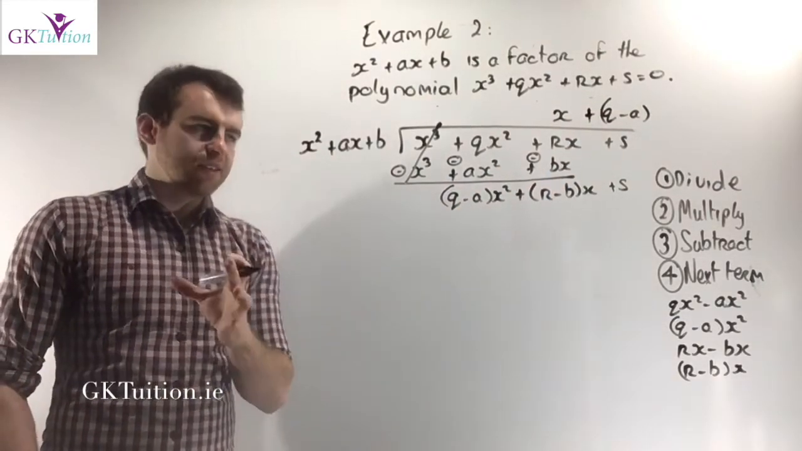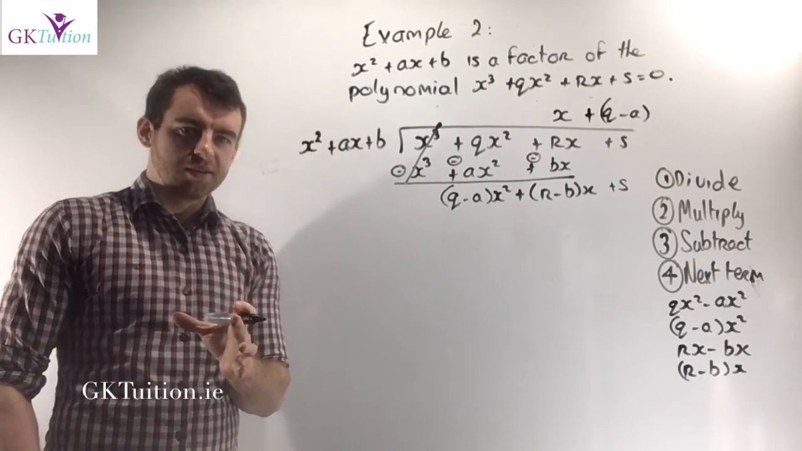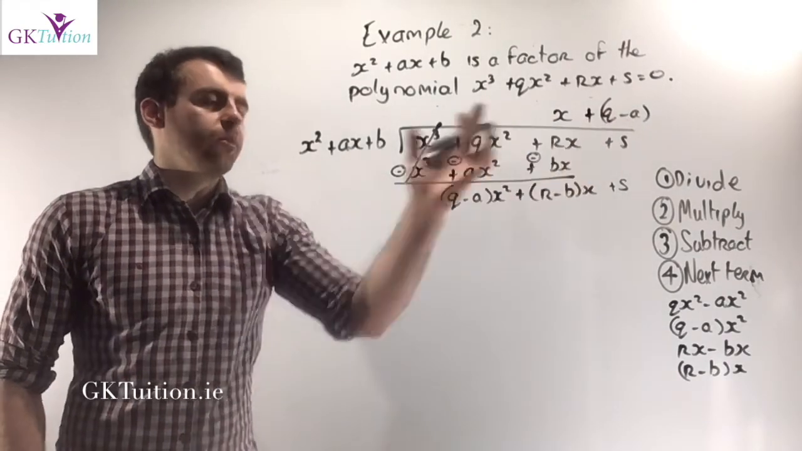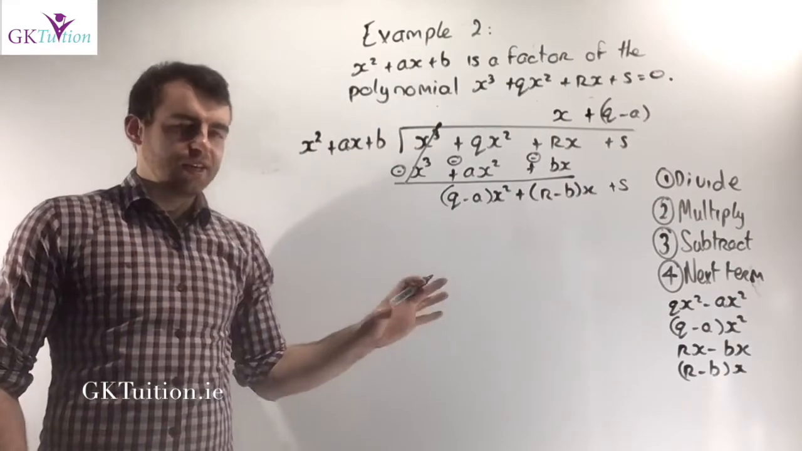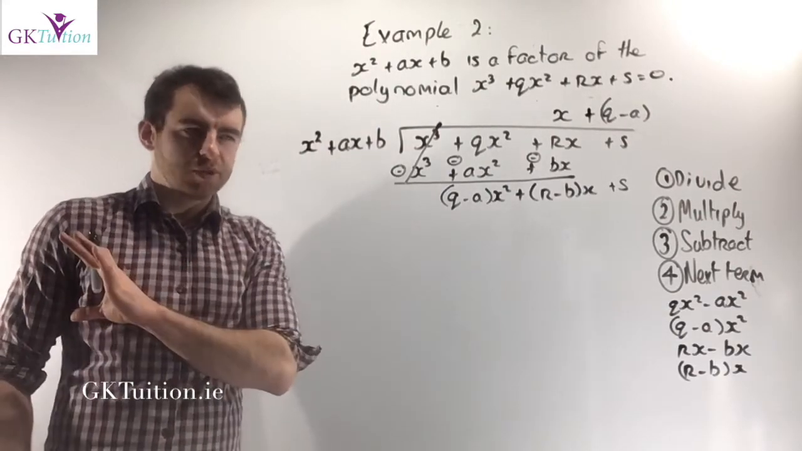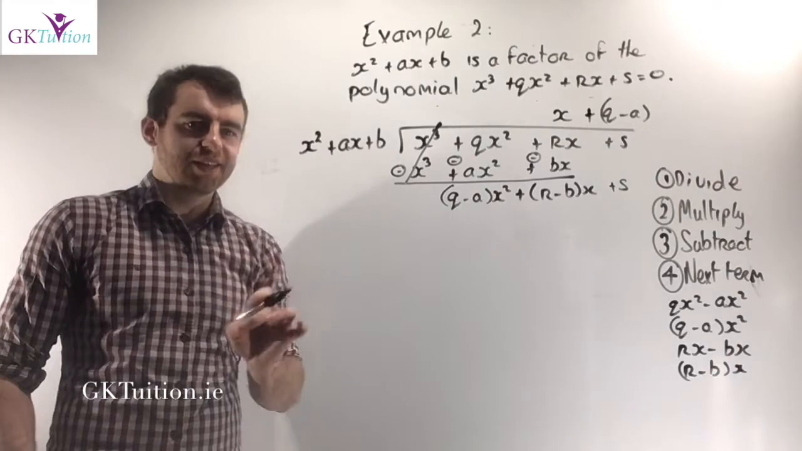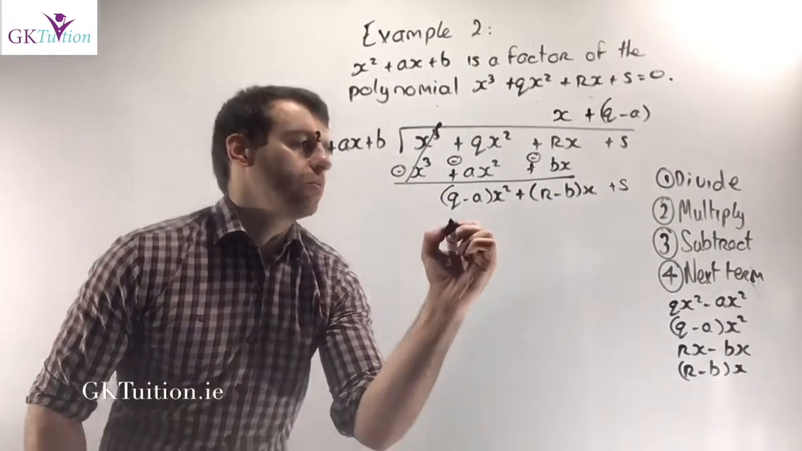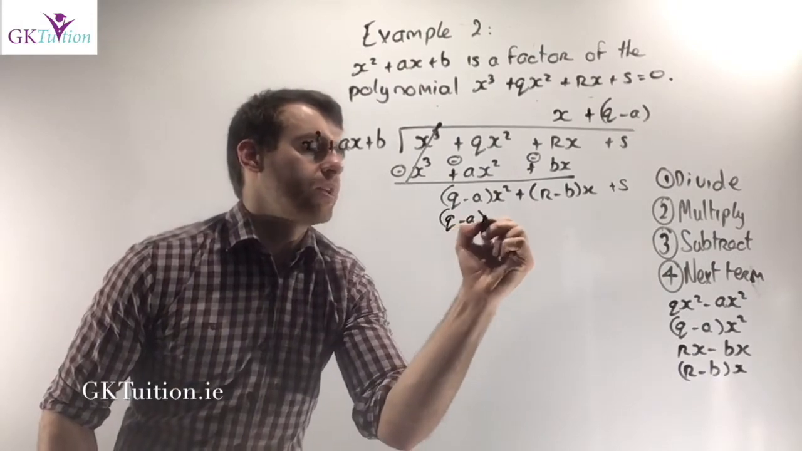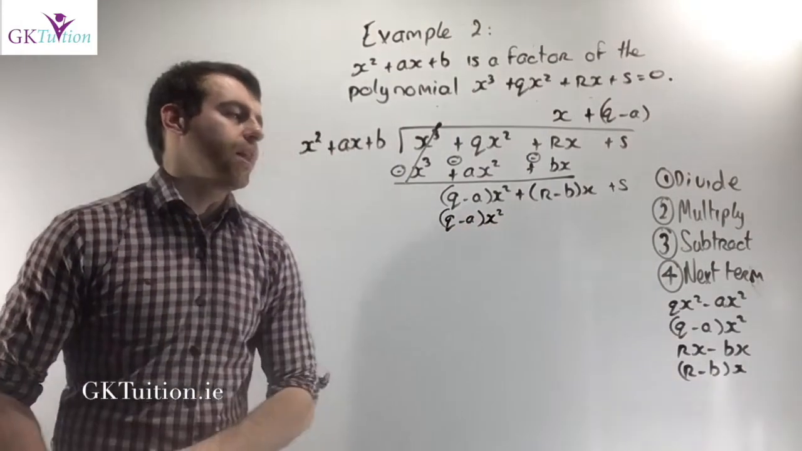This is the stage that students are most likely to make a mistake. If you're multiplying q minus a by these three terms, don't do any work. Literally just list it out. So I'm not going to multiply anything out here. I'm just going to list things beside each other. Q minus a times x squared. I'm just going to write that as q minus a times x squared. I'm not going to bother multiplying it out.